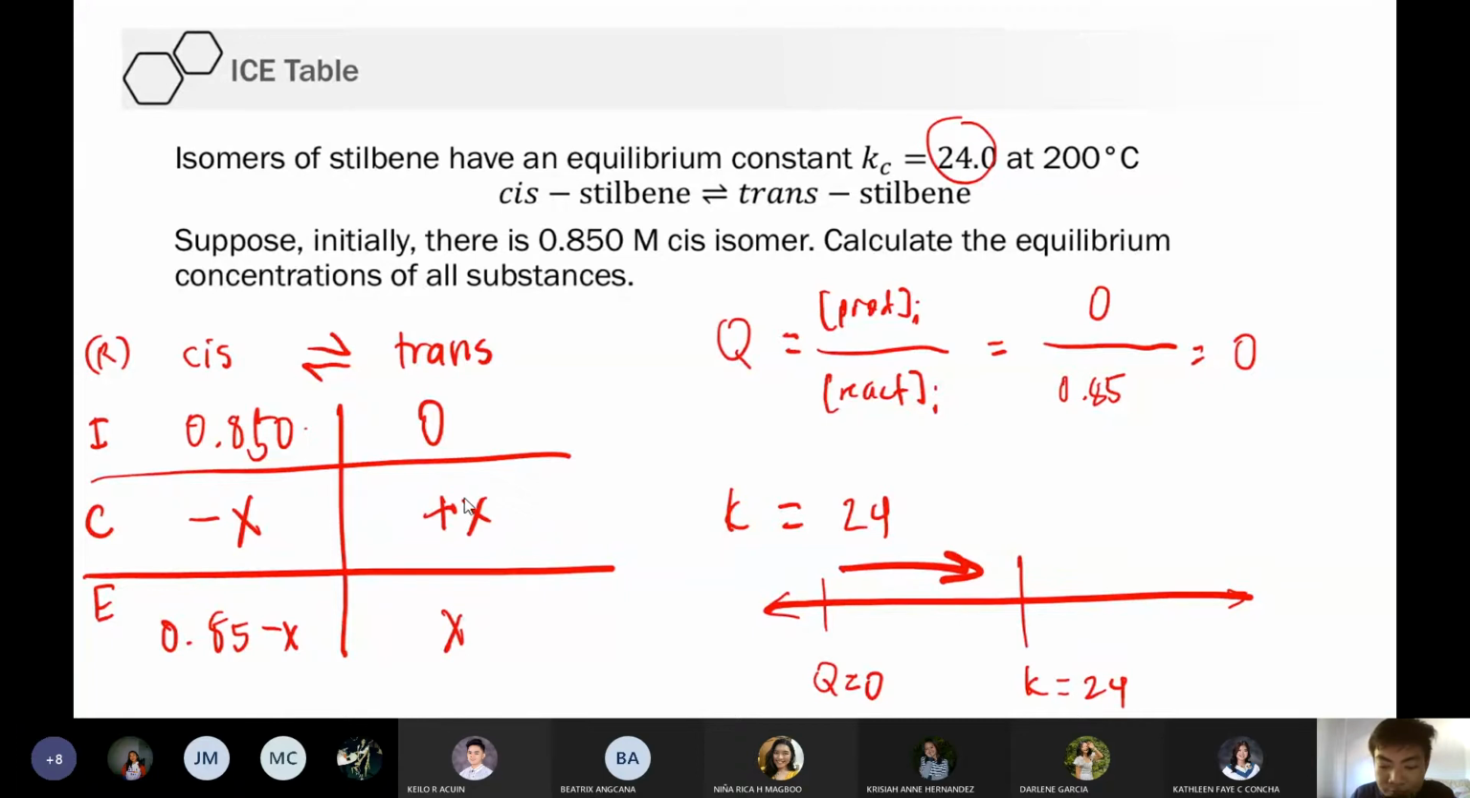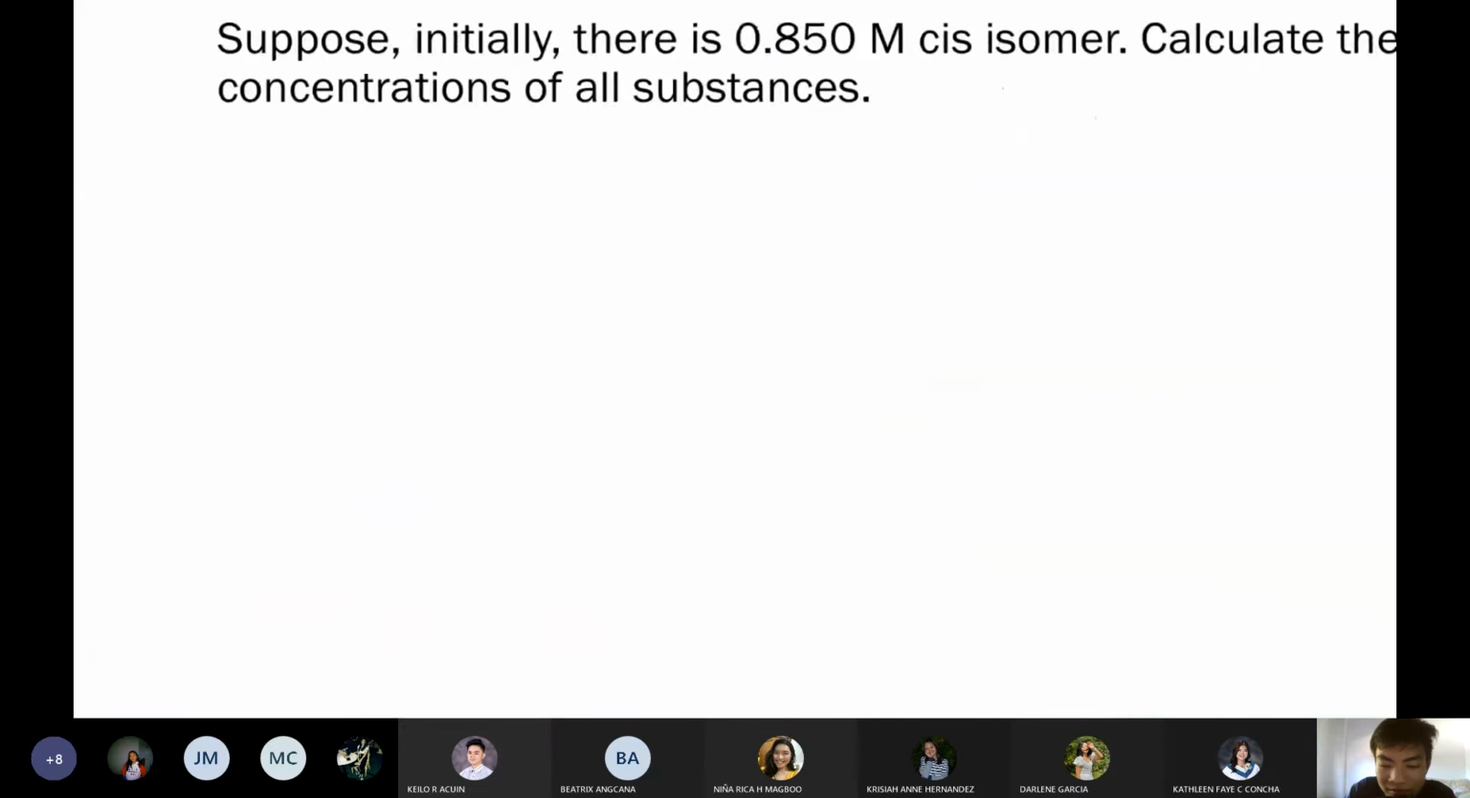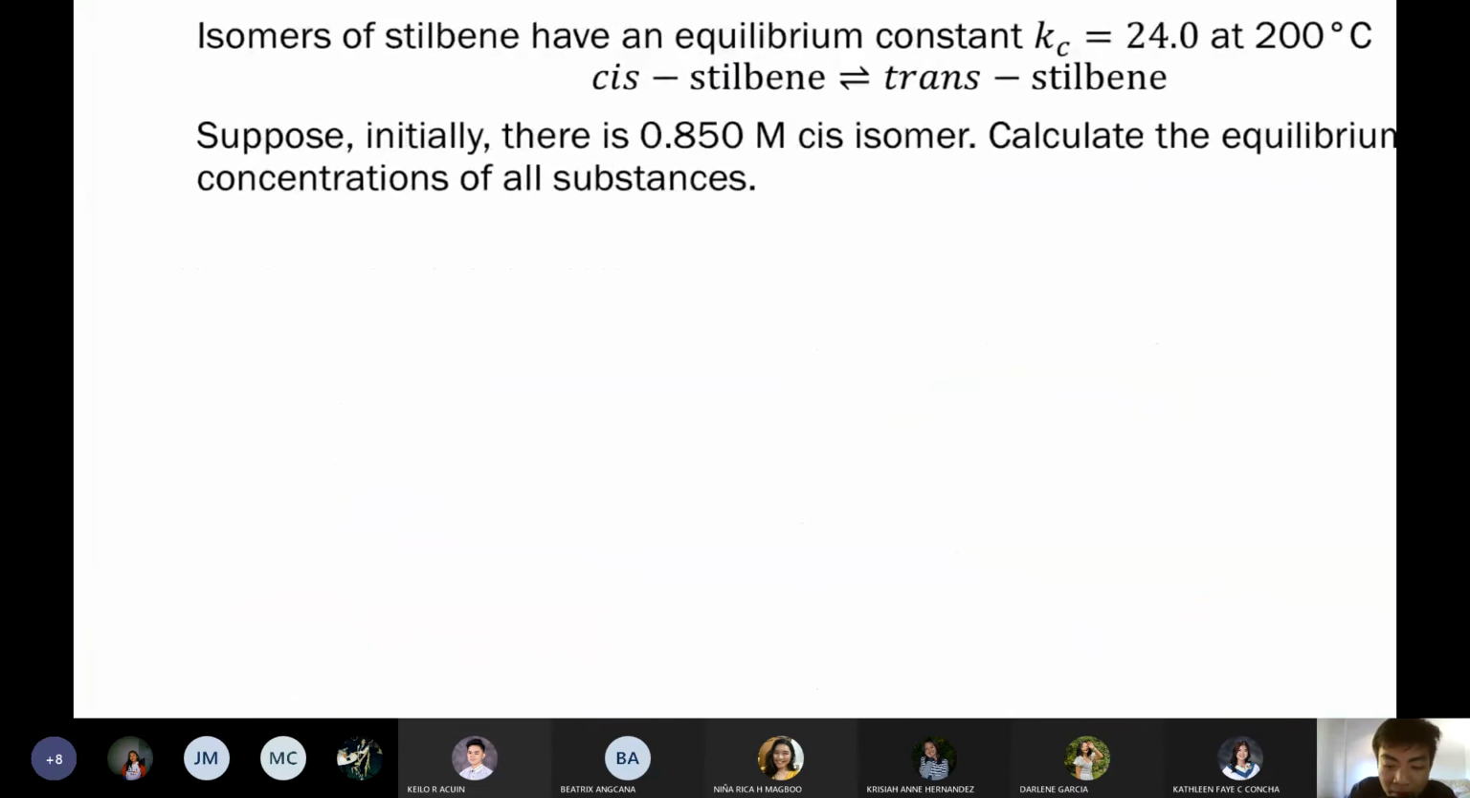Once you have the equilibrium expressions with unknown variables in them, you're going to plug them into the equilibrium constant. Let me erase this part here on the right side. I still can't use my pen tool, so I have to rewrite everything. My PowerPoint is acting up. So again, cis, trans, ICE.